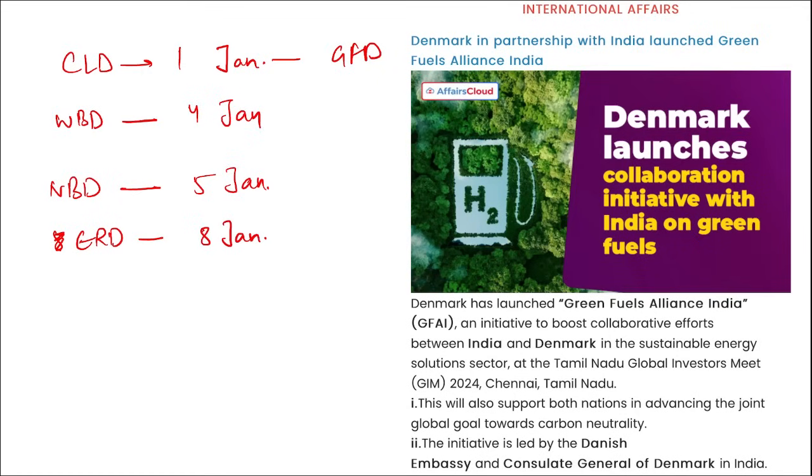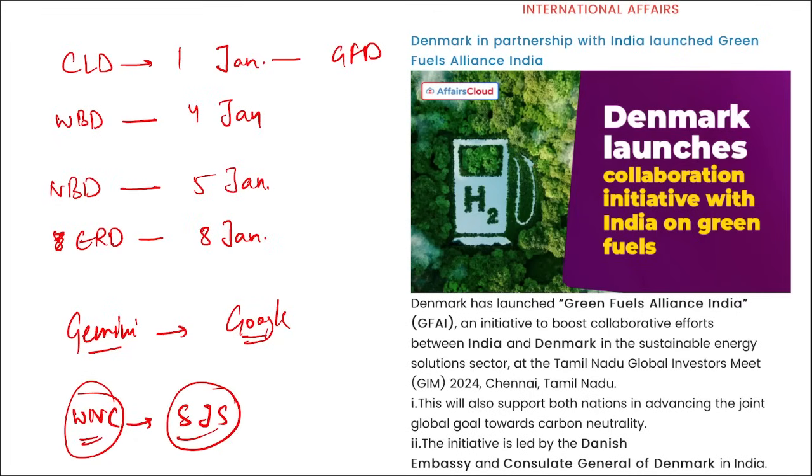Then next, remember, if I ask you, Gemini is of Google, right? Gemini is of Google. Then next, tell me who took the charge of Western Naval Command? Sanjay Jasjeet Singh. Sanjay Jasjeet Singh took the charge of the Western Naval Command.